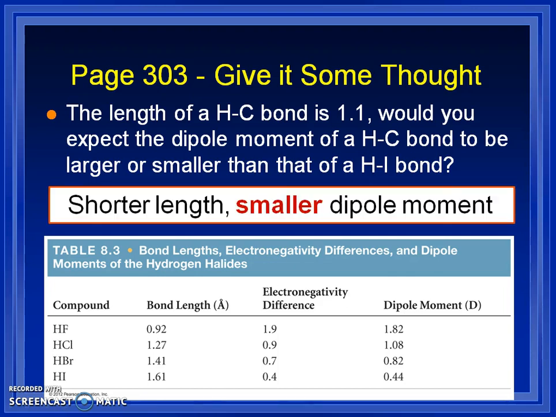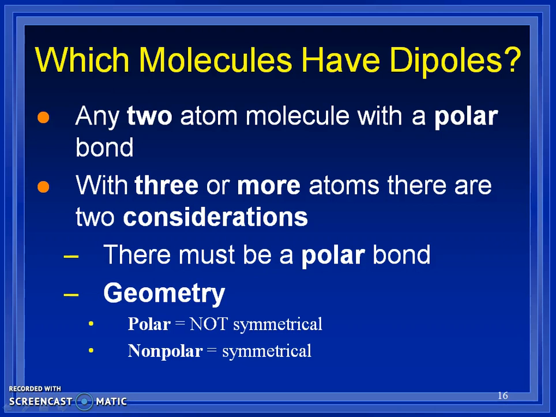Hopefully that makes sense. So which molecules have dipoles? In other words, which molecules are polar and which ones are nonpolar? Well, it's going to be based off of down here, the geometry. Polar molecules are not going to be symmetrical versus nonpolar are going to be very symmetrical because the pull on the atoms are going to be the same.